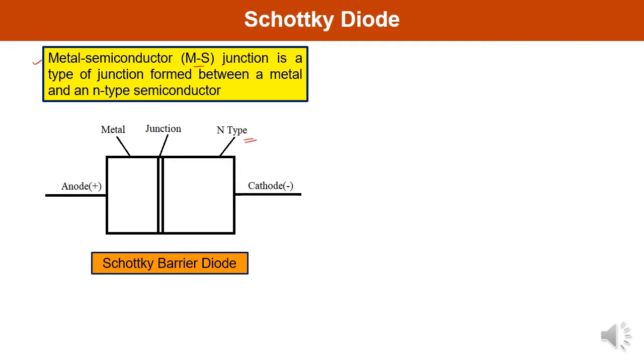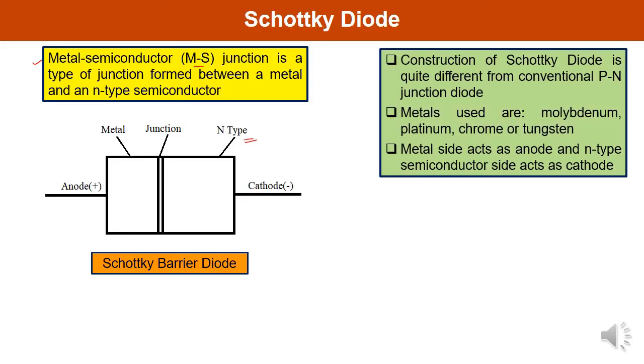And here the metals which can be used in this particular place are molybdenum, platinum, chrome or tungsten. And as you have seen in the symbol for the Schottky diode, the metal side acts as an anode and N-type semiconductor side acts as a cathode. So you must note down all of these points as well. These are important. Again and again I am telling it to you.